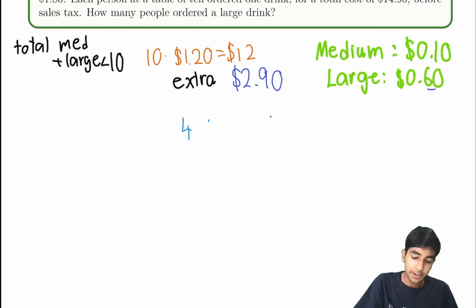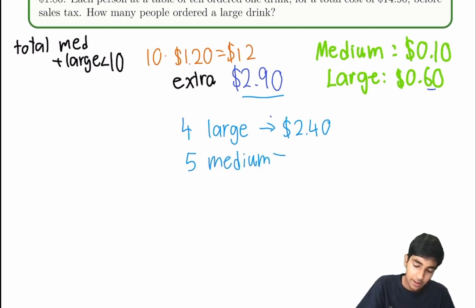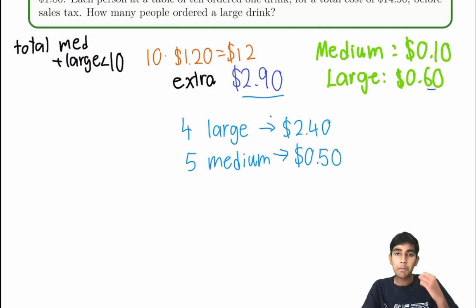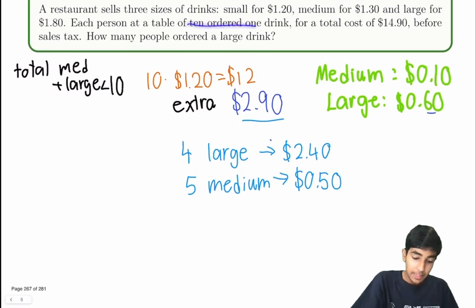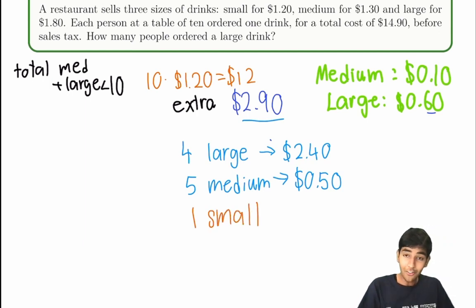Let's say we have 4 large drinks. That gives us an extra $2.40. And now, to get the last 50 cents to get $2.90, we need 5 medium drinks. And that gives us the extra 50 cents we needed. Aha! $2.40 plus 50 cents gives us $2.90. And the total number of medium and large drinks is 9, which is less than 10. And if there's 10 total drinks, that means there must be one small drink, right? So the answer is just going to be 4.